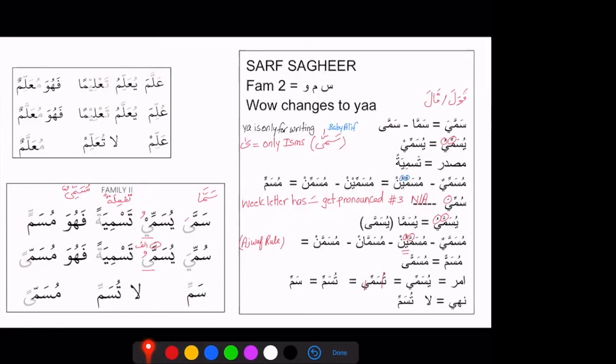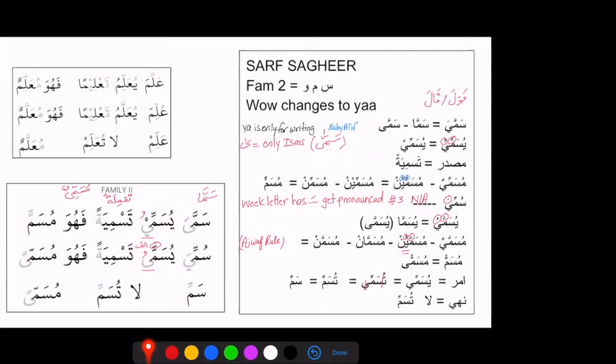Okay, for majhul, basically this ya is over here with fatha to show that this is how it should be, right? But we are going to pronounce summi. No, don't say sumiya. Summi yusamma. Even that, you don't say yusamma, you say only that much. So summi yusamma, but we should know actually it is summiya and mudariya is yusamma, but we are not going to pronounce them.